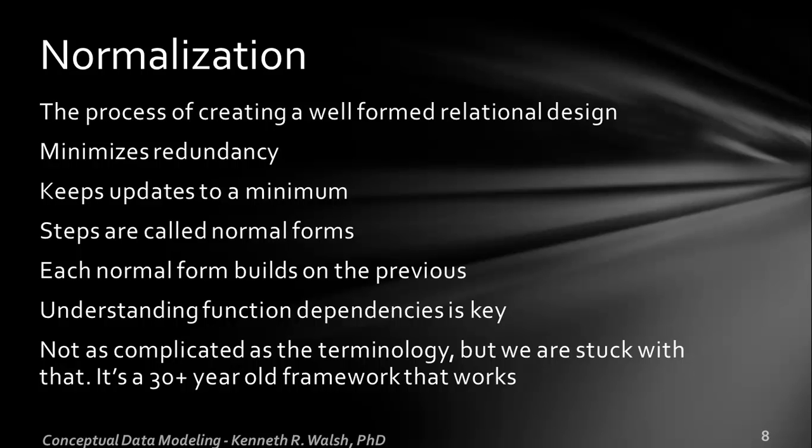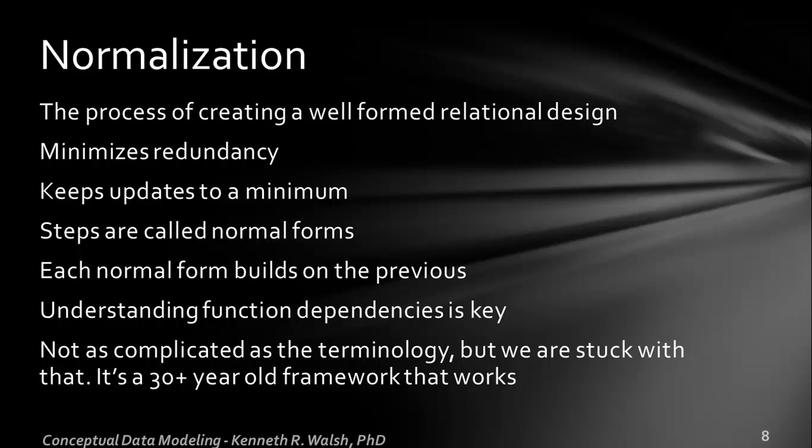So normalization now is the process to check our relations to see if we have a consistent design that minimizes redundancy, and minimizes the number of changes that need to be made when a piece of the data changes. These are called normal forms. We're going to look at three levels: first normal form, second normal form, and third normal form. These all build on each other.